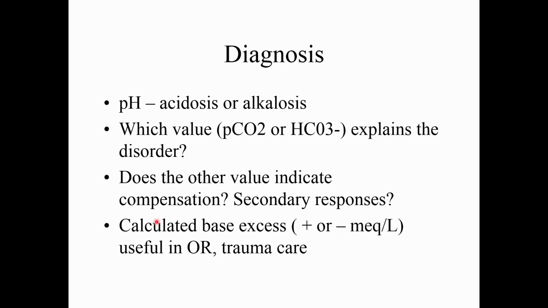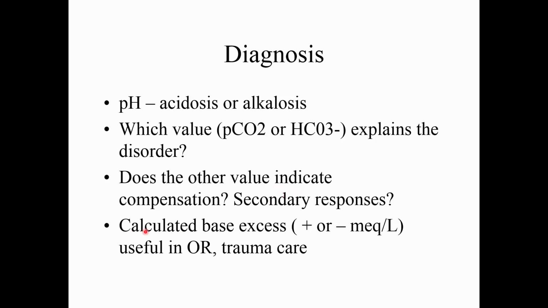The other value might be completely normal. That would tell us we have no compensation or secondary responses. But if the other value is also changed, maybe that value is contributing to this disorder, so we have something complex, or that other value is helping you with your compensation. So some people talk about compensation, other people talk about secondary responses.